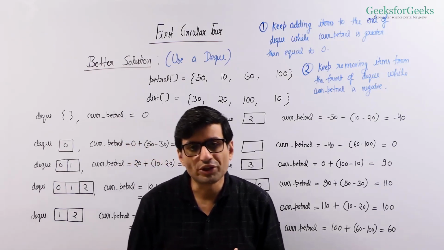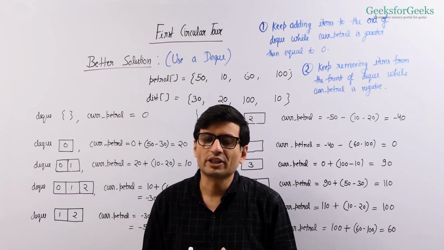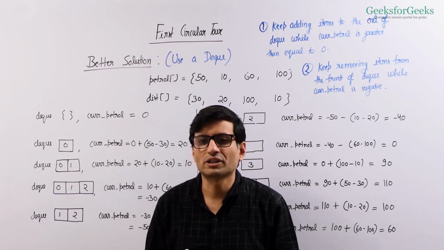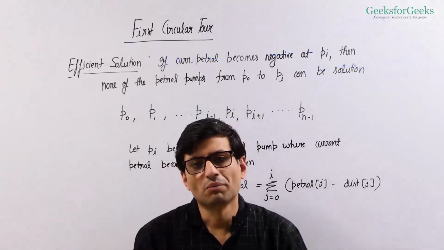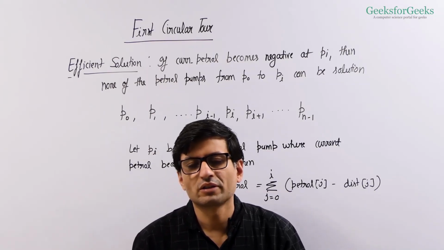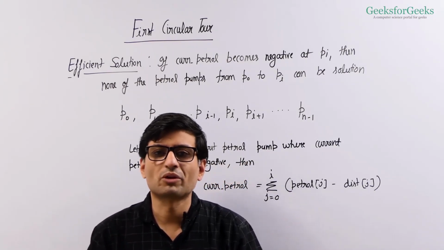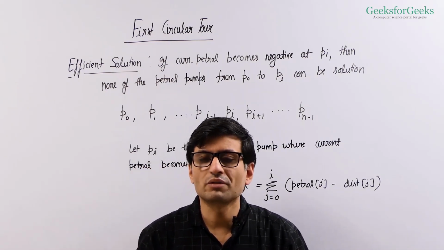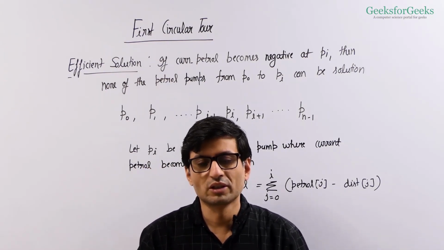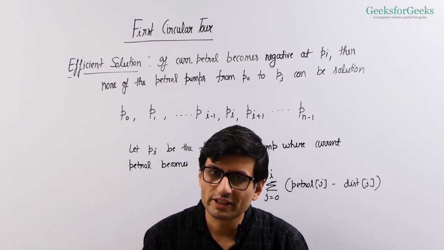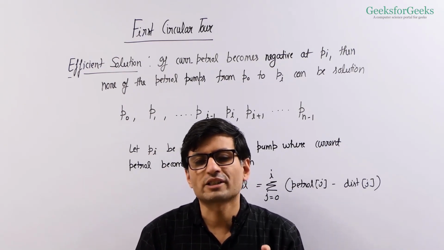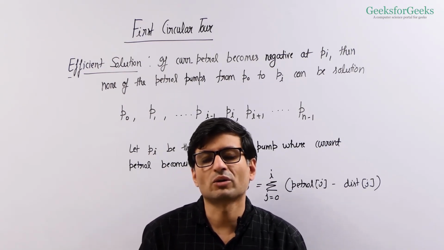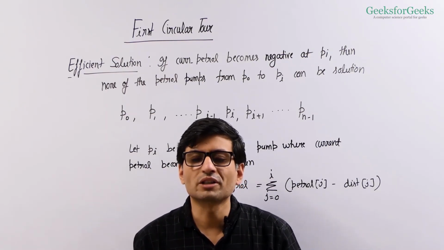Now please pause this video and think of a solution that takes big O of n time and requires big O of 1 space. Before we talk about the efficient solution, let's talk a few things more about the better solution. The first thing is, in the better solution, we can avoid the use of DQ. We can use our original array as a DQ. We can maintain start and end variables and can optimize the better solution to work in big O of 1 extra space.